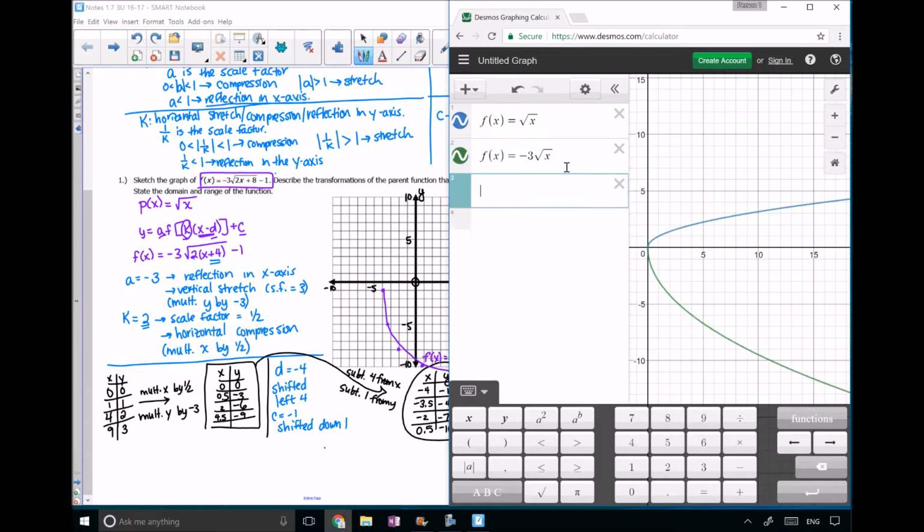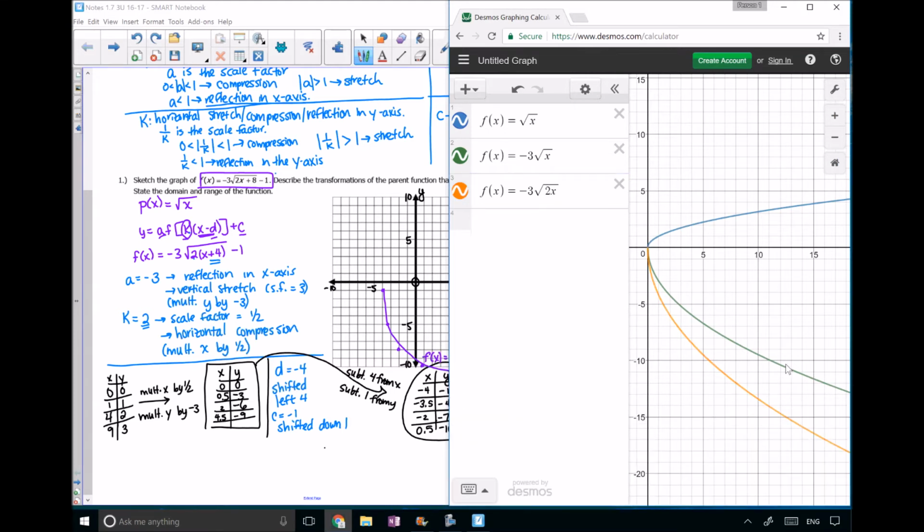The next thing that we figured out happened was that it's going to get horizontally compressed. So it's going to get pushed in with a scale factor of 1/2. And that's where this 2 came from right here. So if I write f of x equals -3 times the square root of 2x, if you notice right here, my graph now is getting pushed closer to the y-axis because it has a horizontal compression.